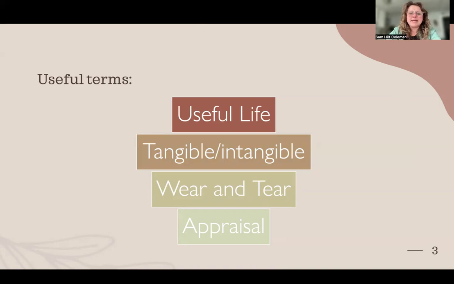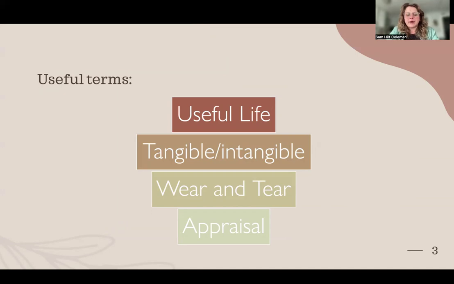Moving forward, we've got tangible versus intangible assets. Tangible, if we think of the root words, just means touch. So a tangible asset is something that you can touch, like a building, machinery, something inside your building or your warehouse, whereas an intangible asset could be something like a copyright. It gives value to your company, but you can't physically touch it.